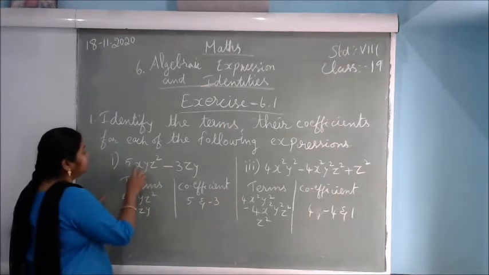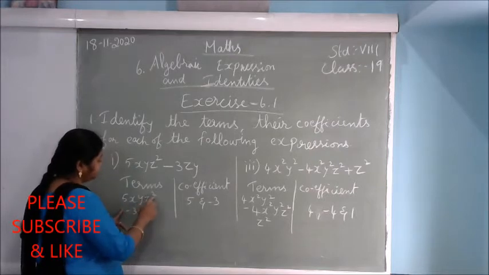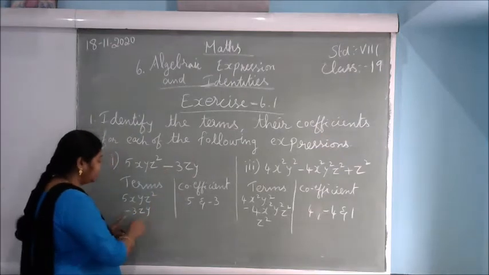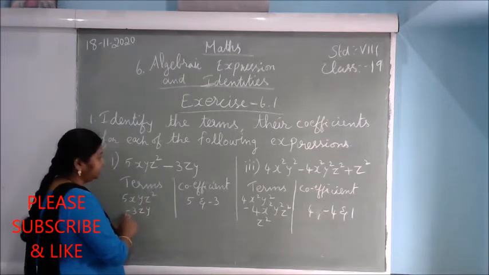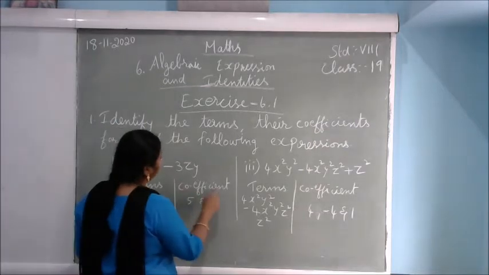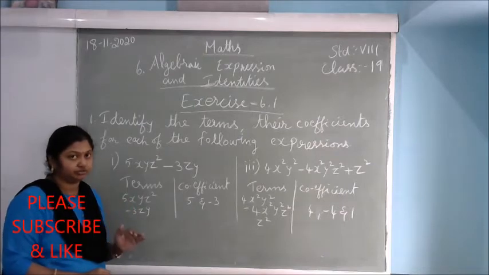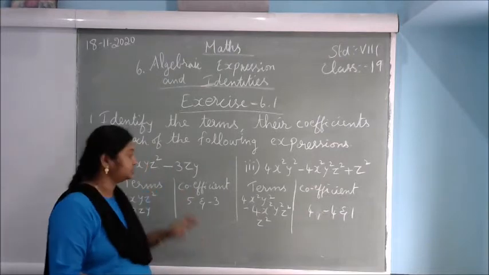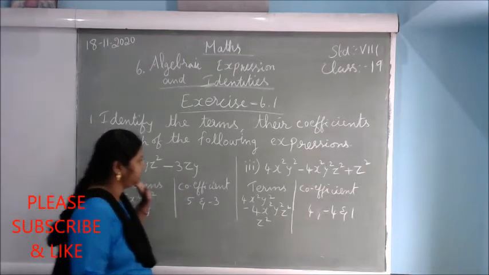Okay, so how many terms are there? 1, 2. Two terms are there. So separately I wrote the first term 5xyz square, and the second term you should write with the sign. If a plus sign is there, no need to put the plus here. If a minus sign is there, definitely you should put the minus sign and write the term. Okay, this is the second term, minus 3zy. Coefficient means, as I already told you, only the constant term you have to write as the coefficient. So what are the constant terms? Constant term is nothing but only the numbers. Constant terms 5 and minus 3 are there. So 5 and minus 3 are the coefficients.